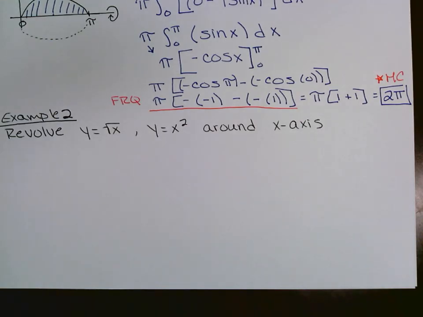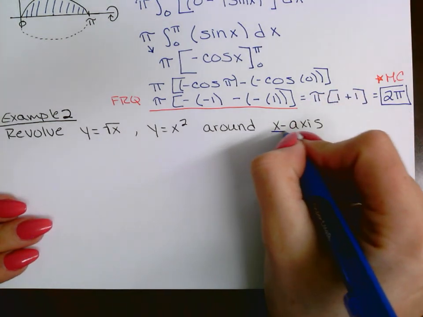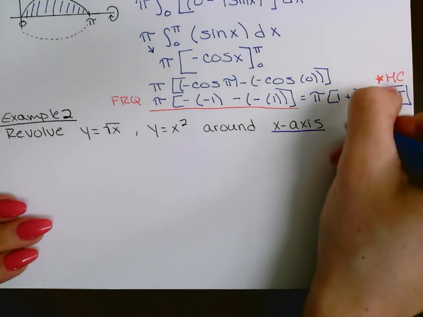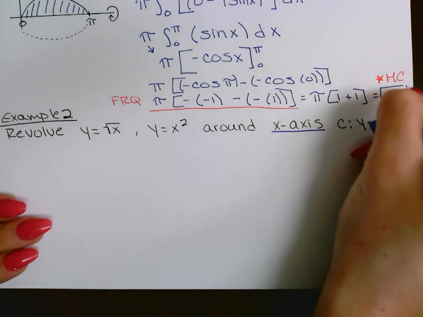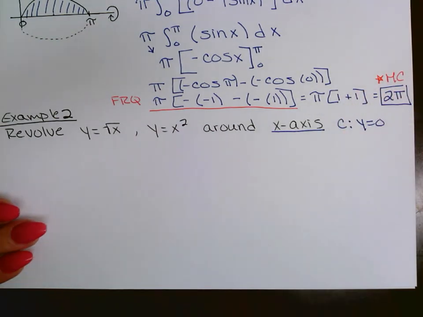So let's look at our next example. Revolve both of these functions around the x-axis. So the moment I see the x-axis, first thing I know, what do I know, guys? If I'm revolving around, right, c is y equals 0. Beautiful. Okay? Now, I'm going to start sketching.